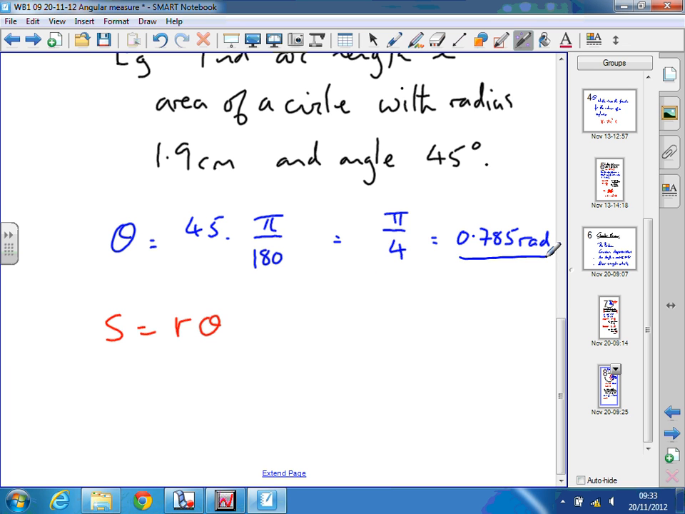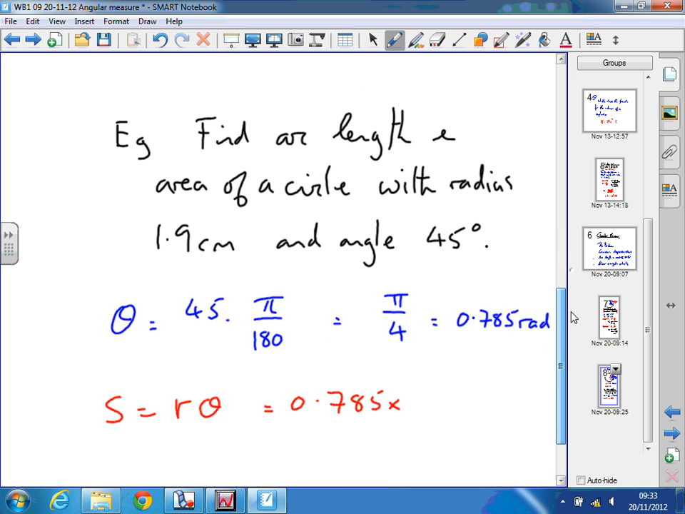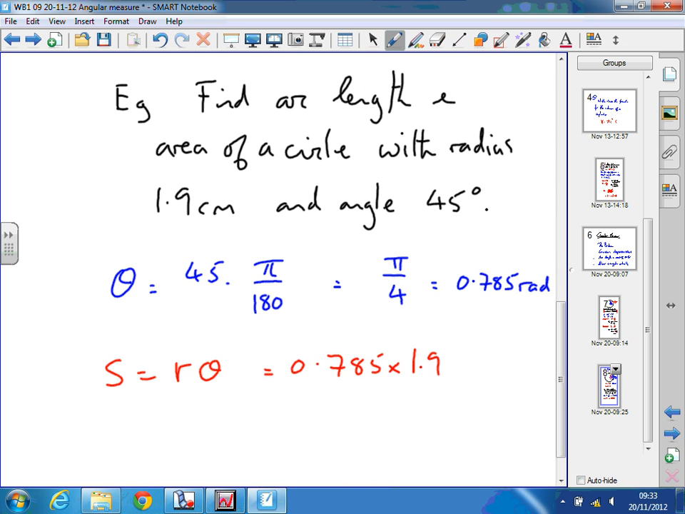So now I just use the formula to find the arc length, so that's going to be 0.785 times the radius, which is 1.9. And that gives us the arc length. It's as simple as that.